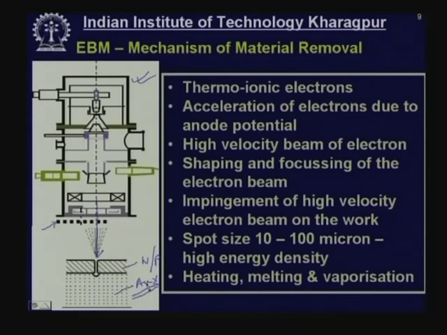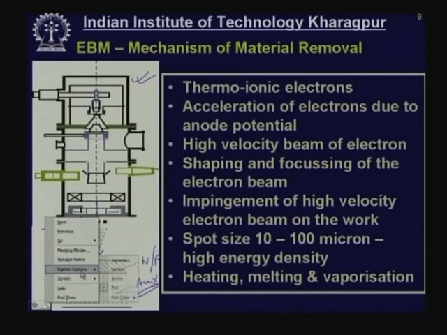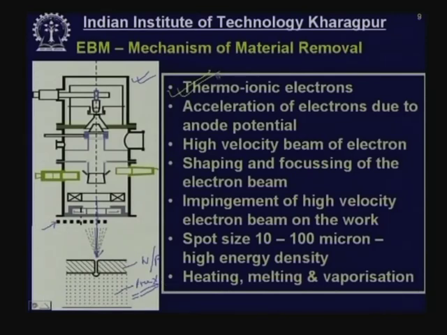So, how does it machine? As we apply high voltage to the cathode as well as to the filament, we get emission of thermionic electrons. These thermionic electrons are repelled by the cathode and attracted by the anode through the bias grid. So, they are accelerated almost to half the velocity of light. So, we get a high velocity, high energy beam of electrons. This electron beam is shaped and focused by a series of magnetic and electromagnetic lenses. And finally, this electron beam impinges with high velocity and high energy on the workpiece.